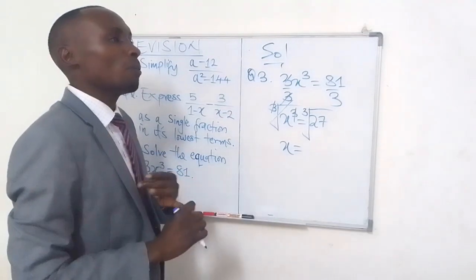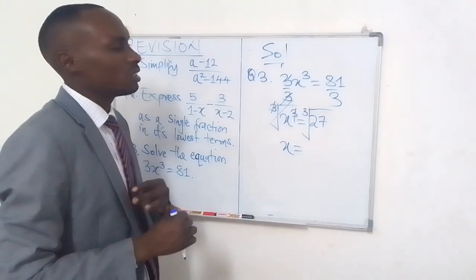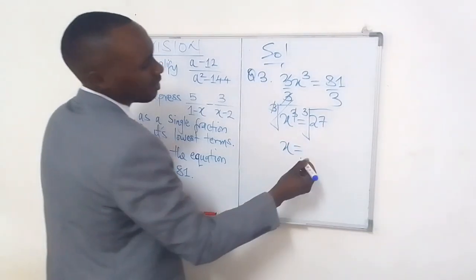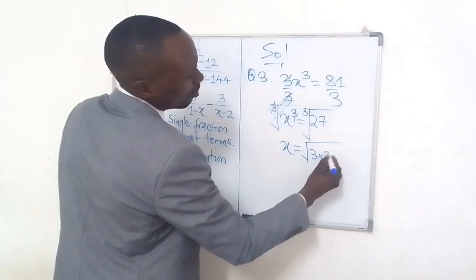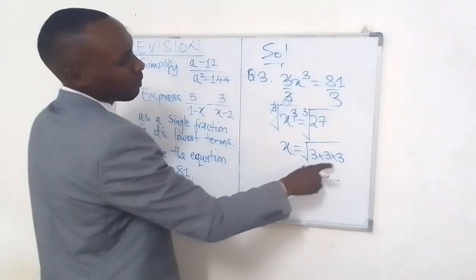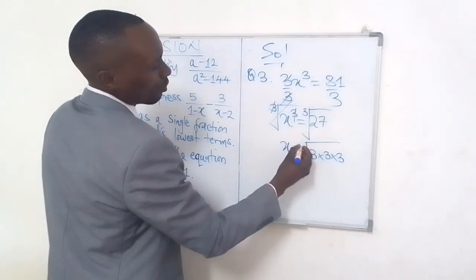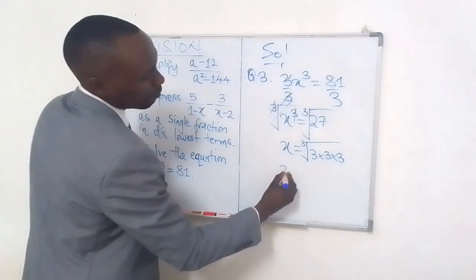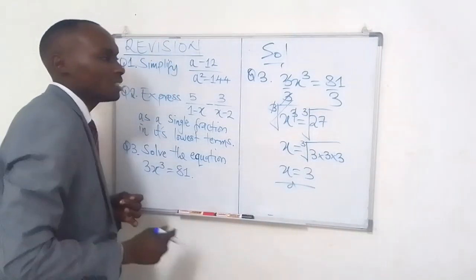This means we're looking for a number that multiplies 3 times to give us 27. And that's just basically 3, because 3 times 3 times 3 gives 27. So this number is multiplying to give 27. So this is what we're looking for, the cube root. So x equal to 3 is the answer on this part.